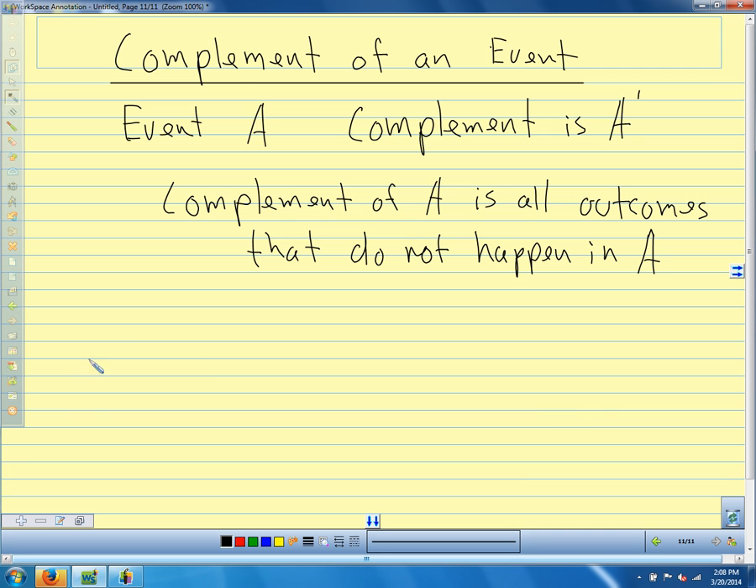Well, the nice thing about the complement is the probability of the event plus the probability of the complement. If the complement is everything that doesn't happen in the original event, what are the two probabilities going to have to add up to? 100%. Probability of A plus the probability of the complement has to give us 1. Probability of something happening plus the probability of everything else that didn't happen here has to be 1.